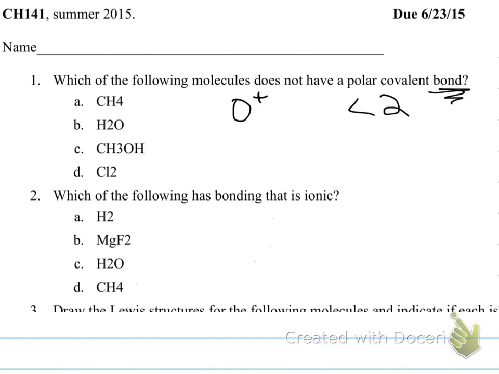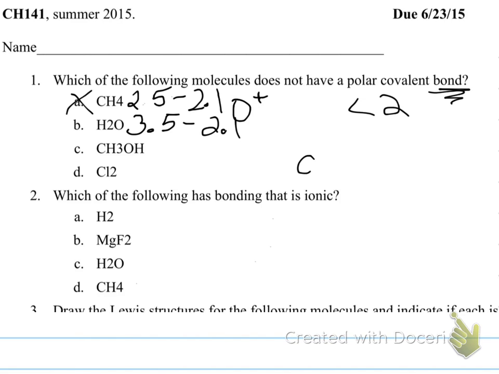CH4 is a tetrahedral carbon with 4 hydrogens on it, and so that means that each bond is a CH bond, and so I'll go 2.5 minus 2.1. Well, that's going to be 0.4, so that is a polar covalent bond because it's bigger than 0 but less than 2. H2O is a hydrogen-oxygen bond, so that's 3.5 minus 2.1. Again, we get a difference bigger than 0, less than 2, so it's 1.4.